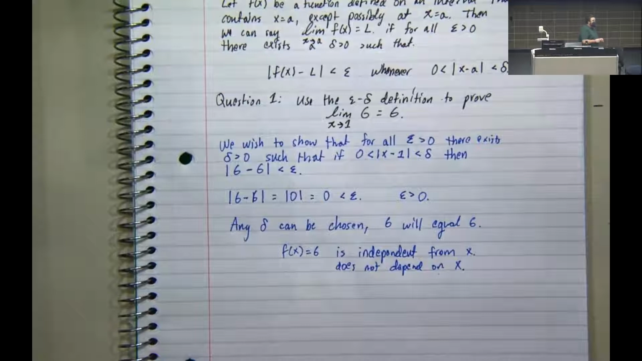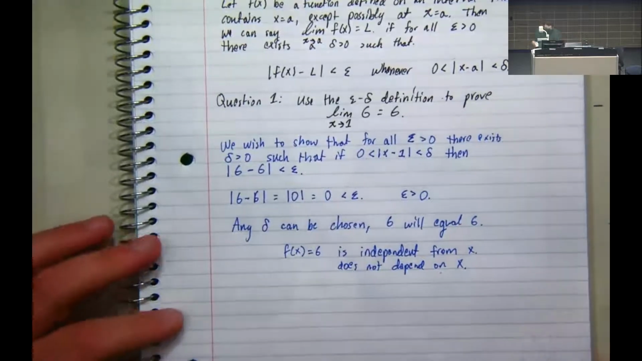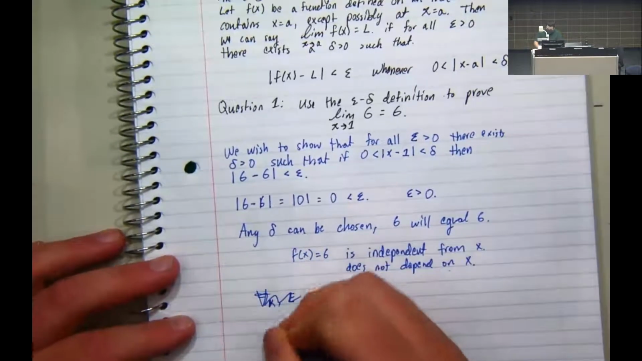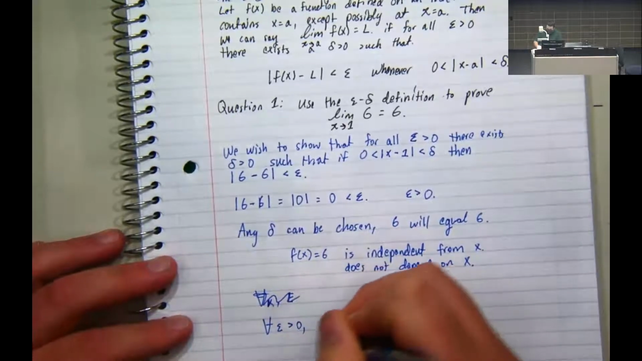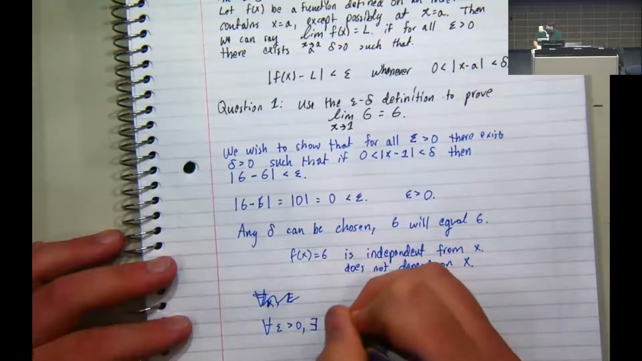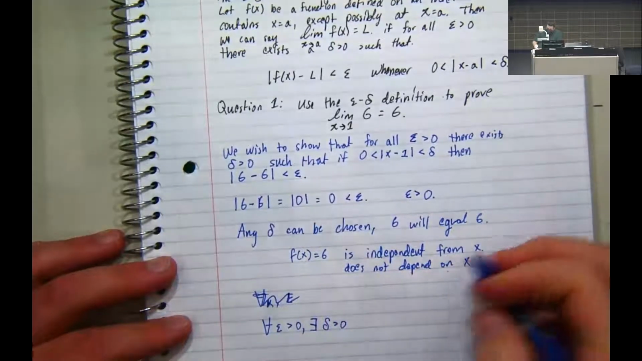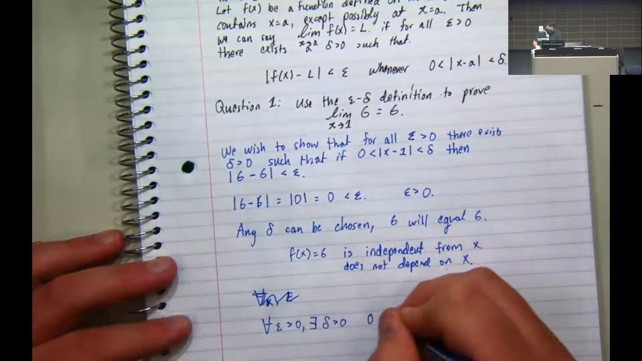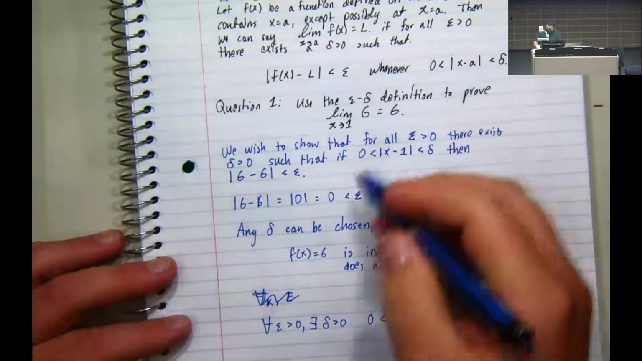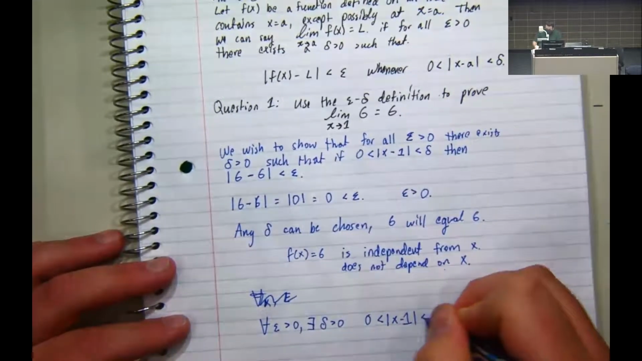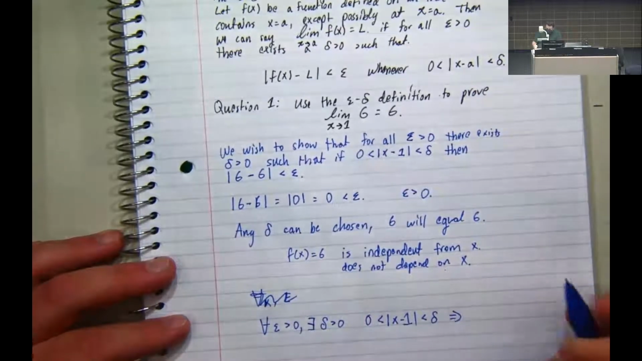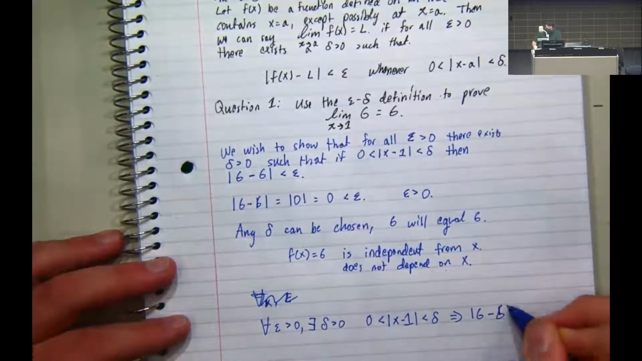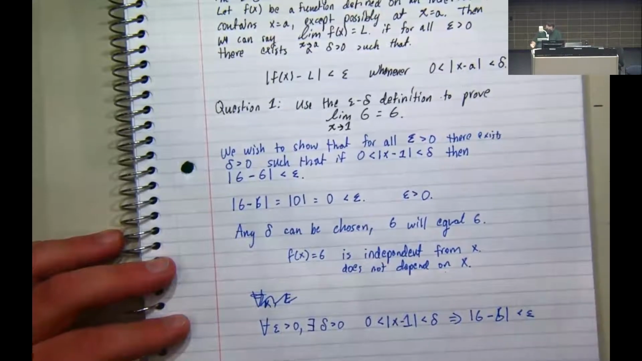Yeah, I can write it like that. So for all epsilon greater than 0, there exists a delta greater than 0, where whenever this is the case, so 0 is less than |x minus 1| is less than delta, implies that |6 minus 6| is less than epsilon.